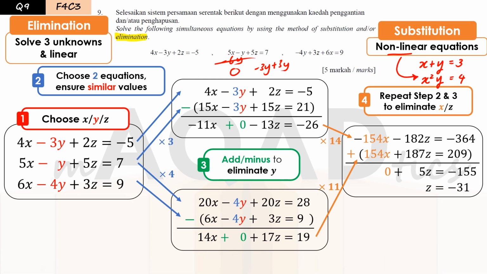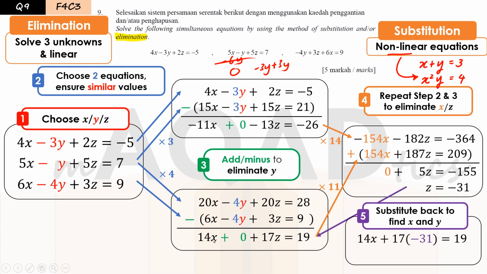Alright, so we are not done yet because we just found the value of z. We still have to find the value of x and y, okay, which is the fifth step. We are going to substitute the value of z back into these equations to find x and y. Okay, so let's say for this z value, I substitute into this second equation. So I just substitute the value of z to be negative 31. I manipulate here and there to find the x value, which is 39.